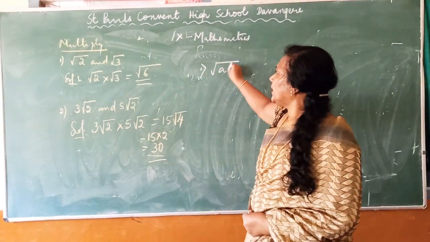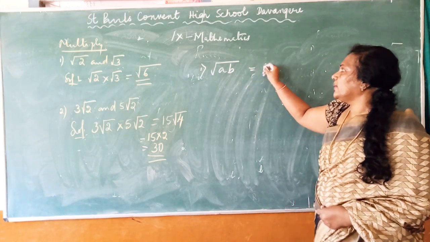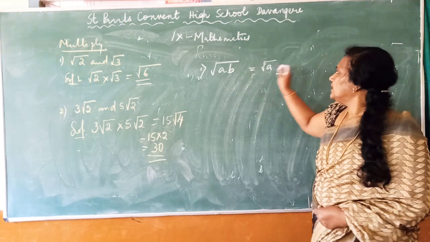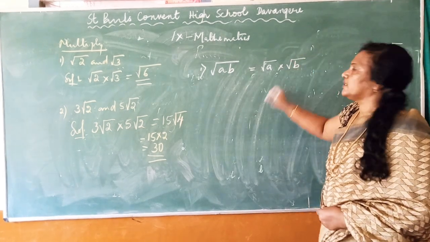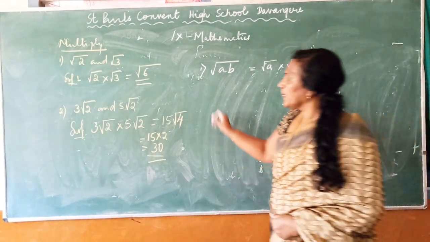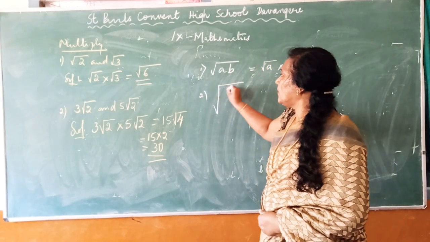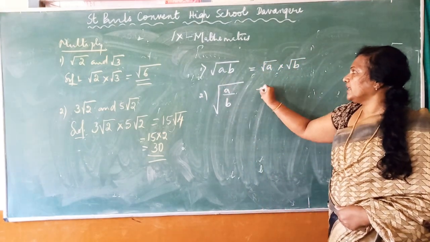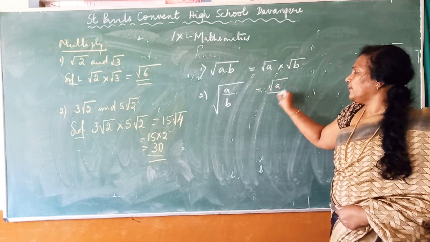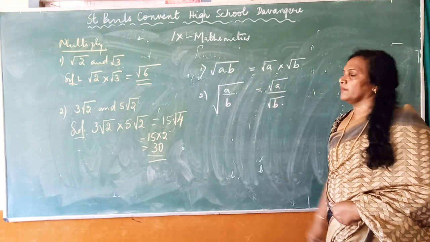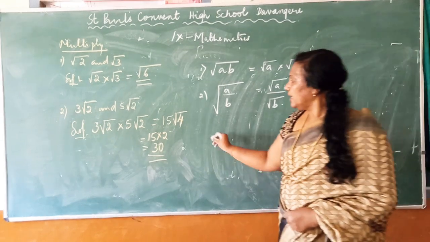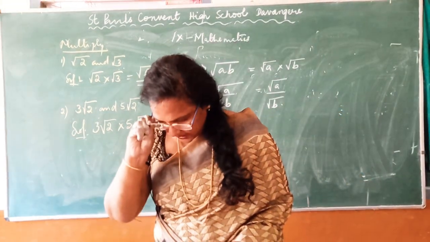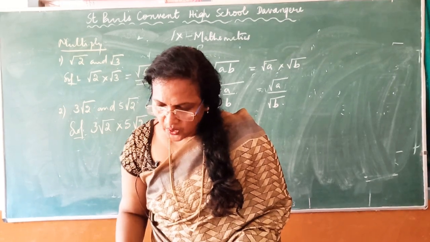First write root AB. This also can be written as root A into B. This has been expanded as root A into root B. Tell me, if it is in the division form, how can you write root A by B? This you can write if you split that, root A by root B. Correct? Second identity.